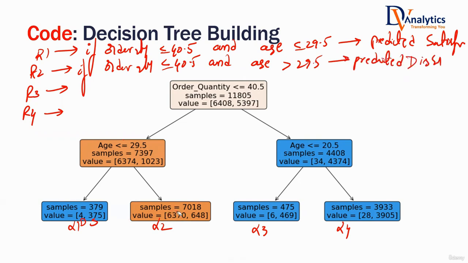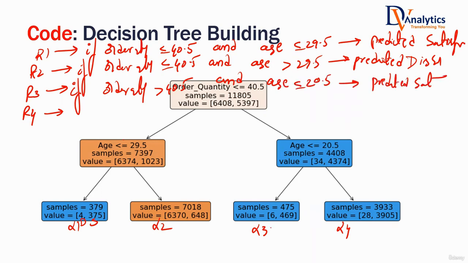Tell me rule number 3. If order quantity is greater than 40.5 and age is less than or equal to 20.5, then the predicted value is Satisfied, because this is D, this is S.